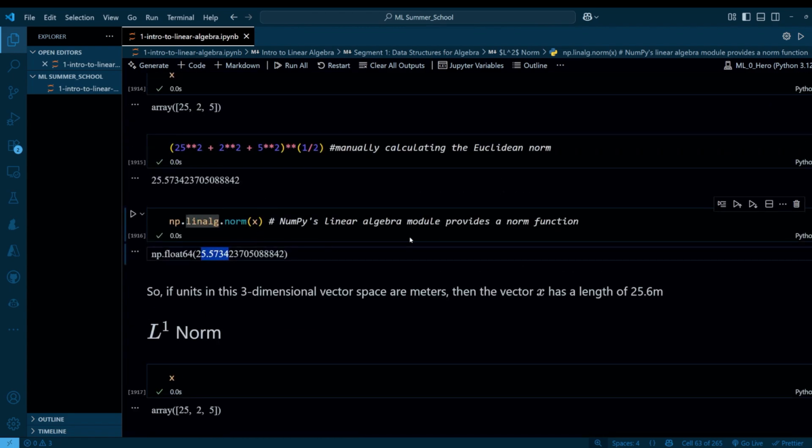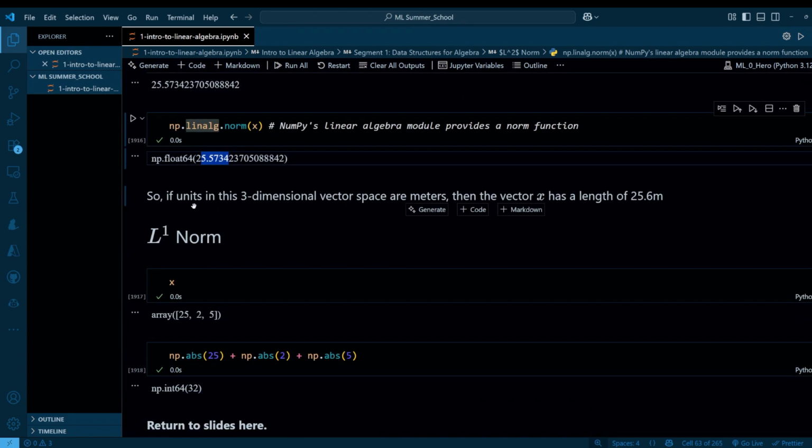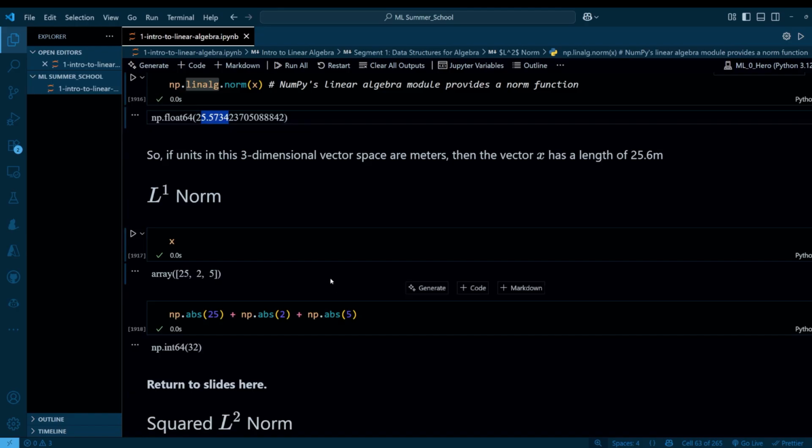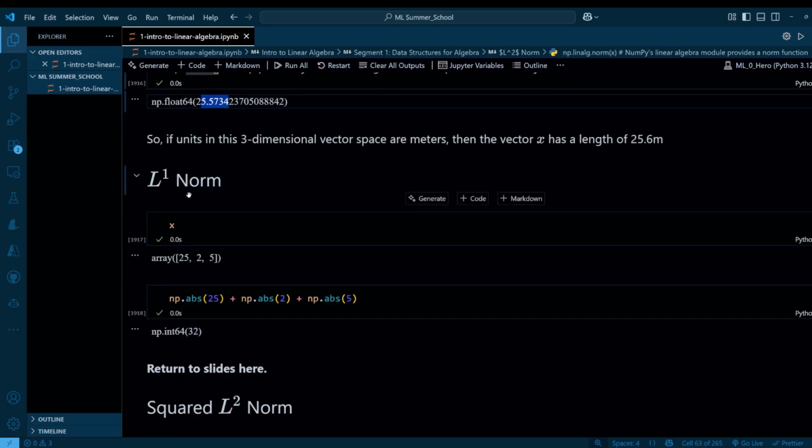So that was L2, sorry, my bad. Now we can talk about L1. What is L1? When we're using L1, we don't use squares, we just add the values up.